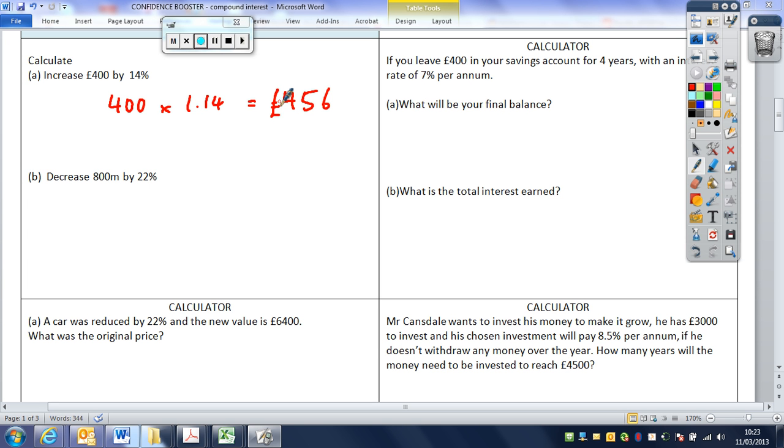Right. You're going to find out 22% decrease and it's going to be 0.78 as you take 22 away. How'd you get 0.78? Completely right. 22 away from 100 because 100% is.